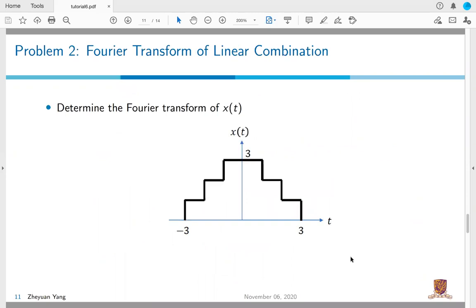So the second problem is the Fourier transform of linear combination. It is quite similar to what we learned in the lecture notes. You also have 2 minutes to do it by yourself.